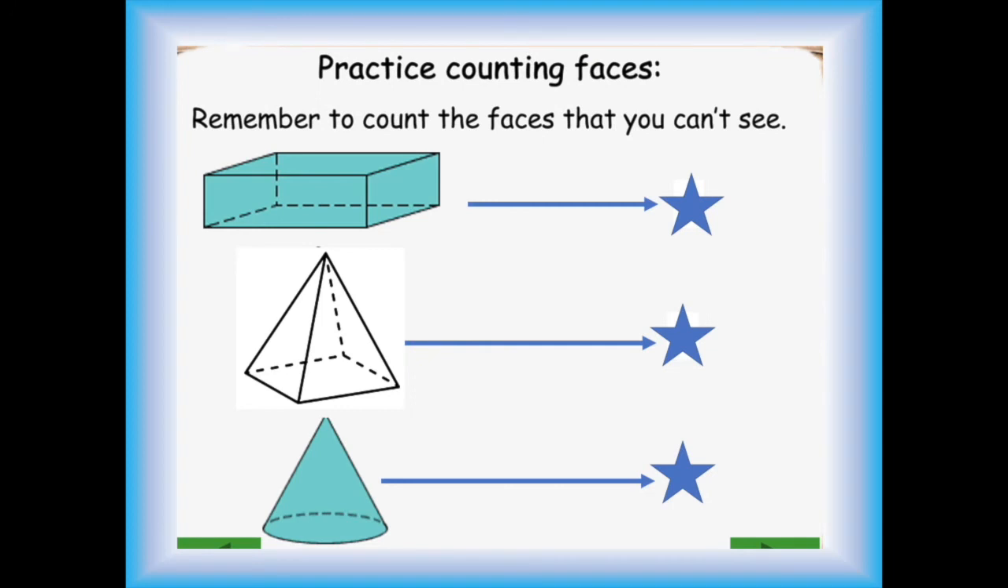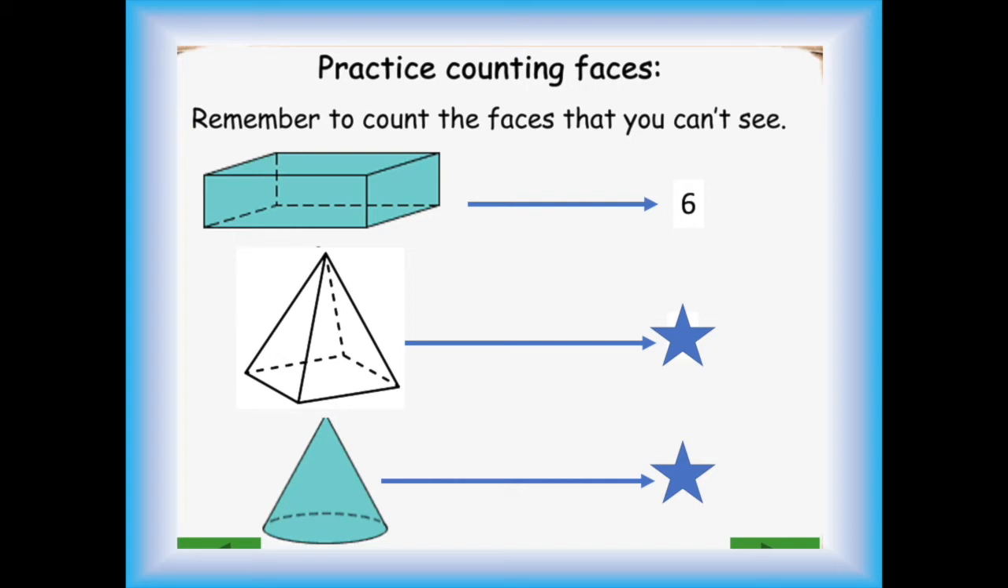Now we're going to practice counting faces. Remember to count the faces that you can't see, and you can always, like for this first one, the rectangular prism, grab a Kleenex box. Faces are the flat sides that you can touch and feel that they're very flat, and you could lay them on a table without rolling. Ready? 6 for a rectangular prism, which is the same for a cube. You have the 4 around the sides, plus the top and the bottom.